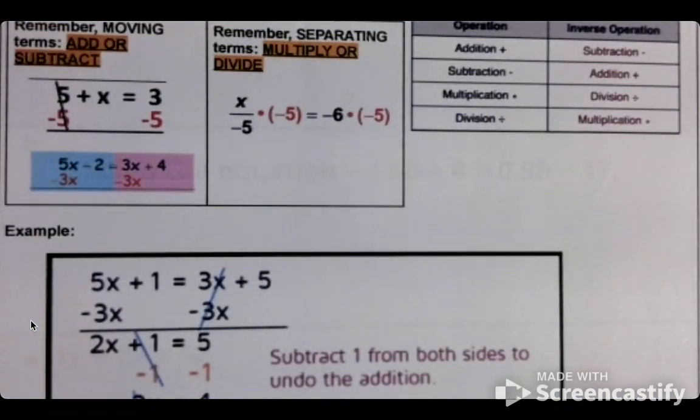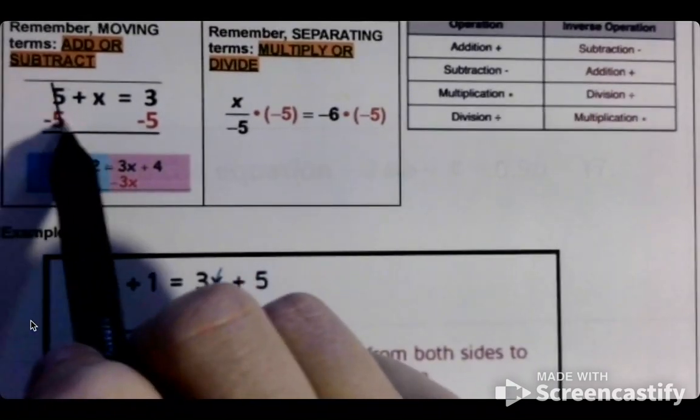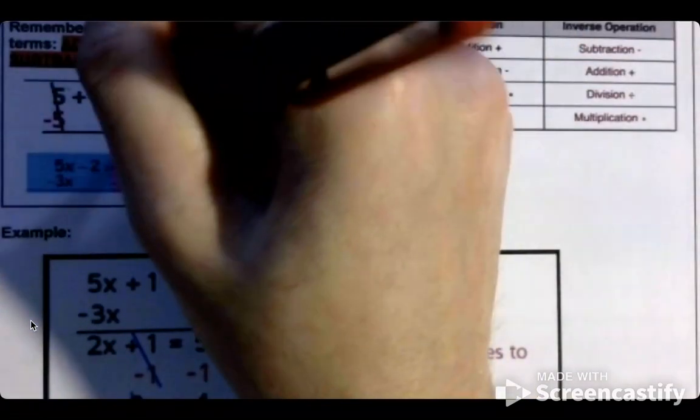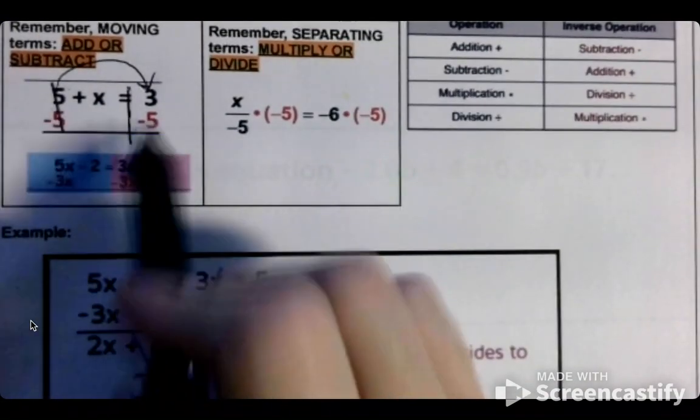Alrighty, y'all. So we are moving on to our next piece. This is when we have a letter, a variable, on both sides of the equal sign. Okay, so a couple of things to review first. When you're legitimately moving something, right? When you are moving something across, we do the inverse operation.